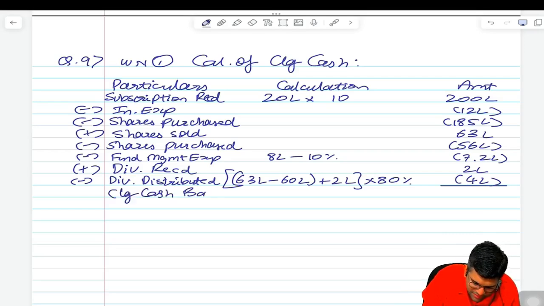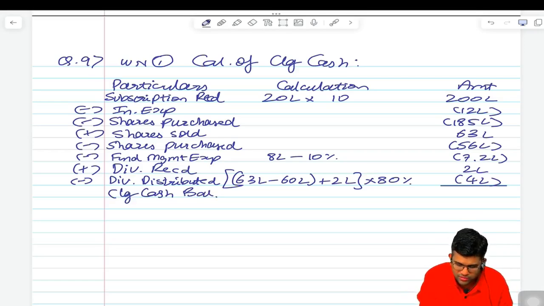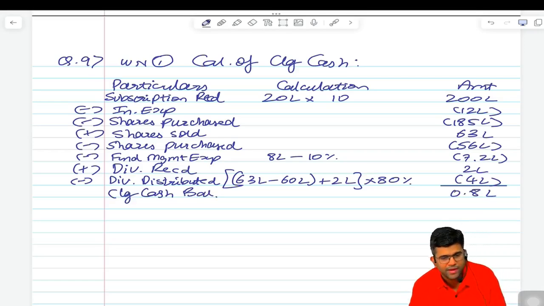Someone please help me with this. Final closing, oh thank you very much, 80,000. So it is 0.8 lakhs. Okay, final closing cash balance 0.8 lakh. But this is not NAV. This is simply a part of NAV. We have to do NAV now. This is closing cash balance.